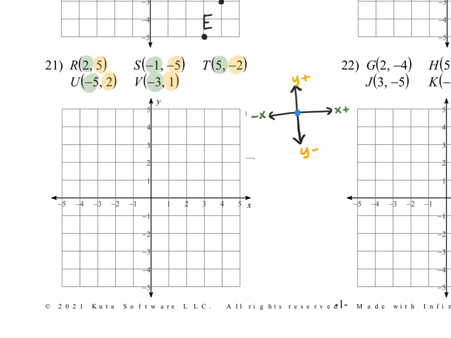For number 21, you do the same thing. We have the plot points R, S, T, U, and V. Starting with R, you go to the right 2 and up 5, make a point. For S, you go to the left 1 and down 5, make a point. For point T, you go to the right 5 and down 2 and make a point. For point U, you go to the left 5 and up 2 and make a point. And for point V, you go to the left 3 and up 1 and make a point.